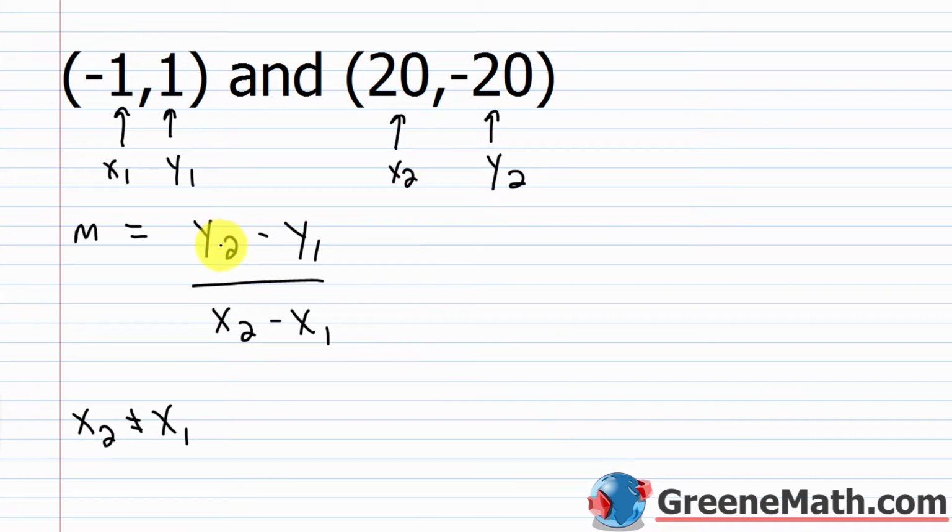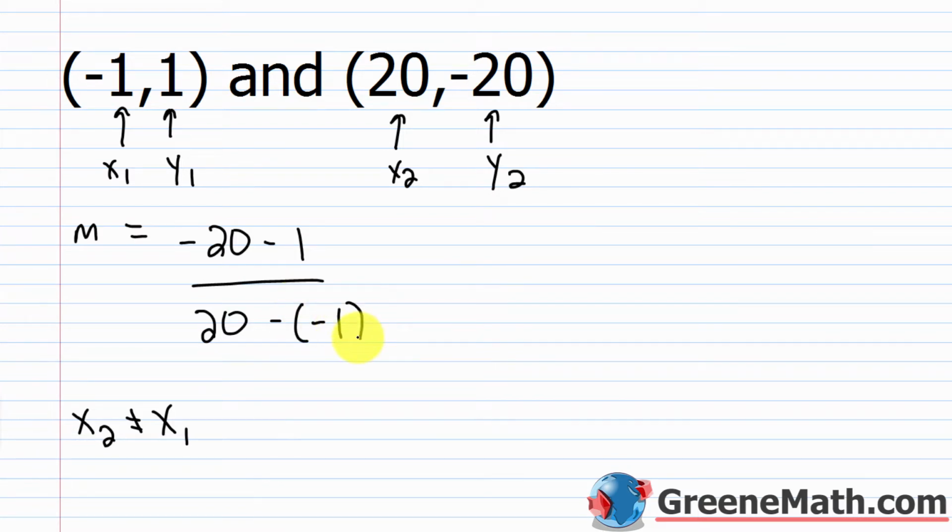So I have y sub 2 here. So I'm going to take -20 and plug that in. So let me just erase this and just put a -20 here in its place. And then I have minus, I have y sub 1. So that's 1. Let's erase this and put 1. And then I have x sub 2 down here. That's 20. So I'll erase this and put 20. And then for x sub 1, I have -1. So let's erase this and put a -1 in.